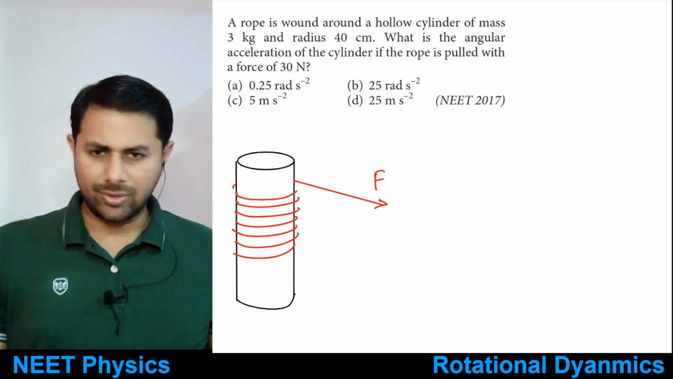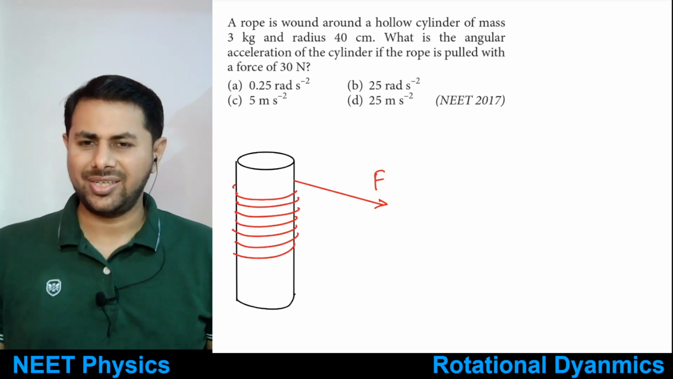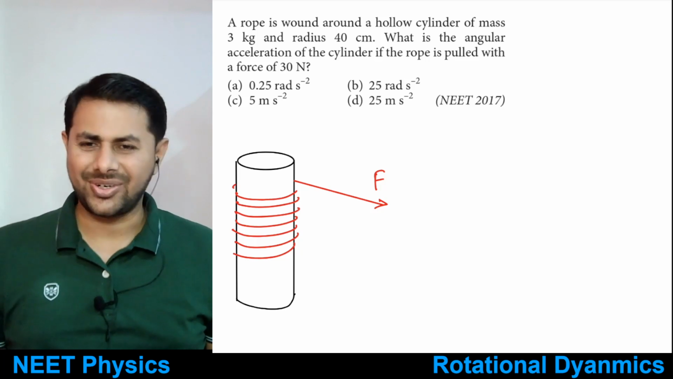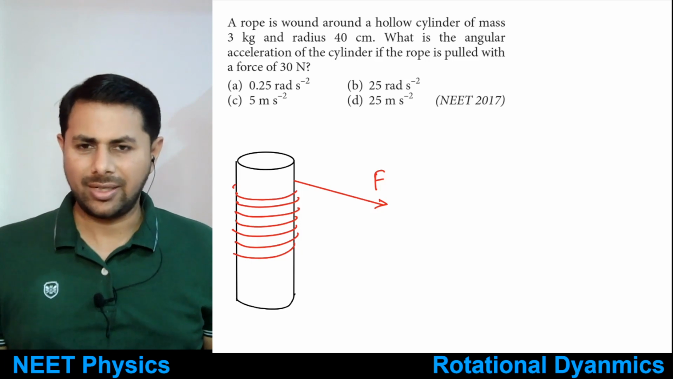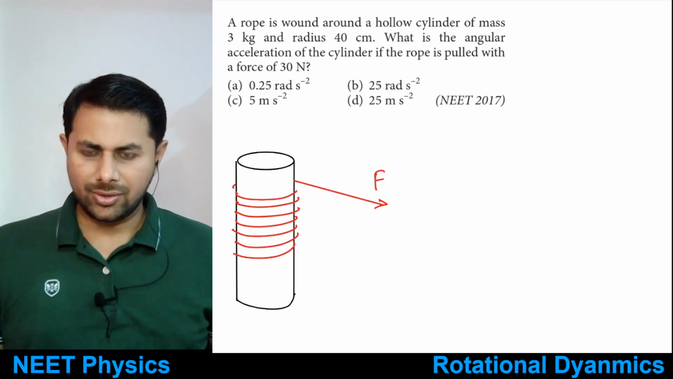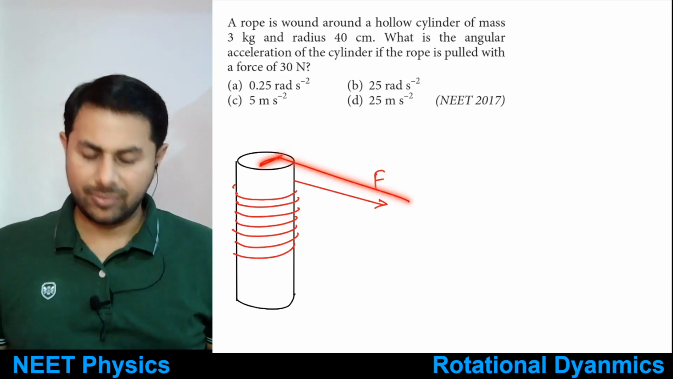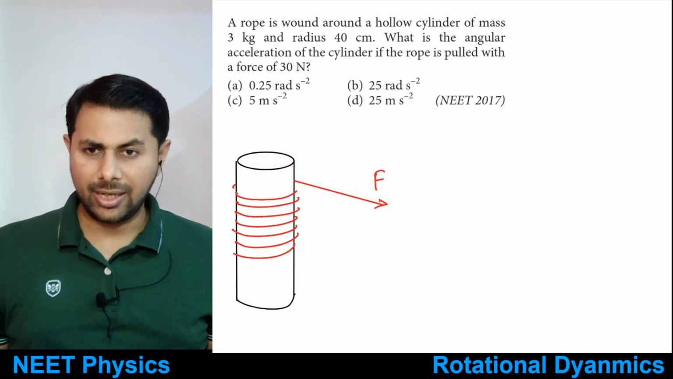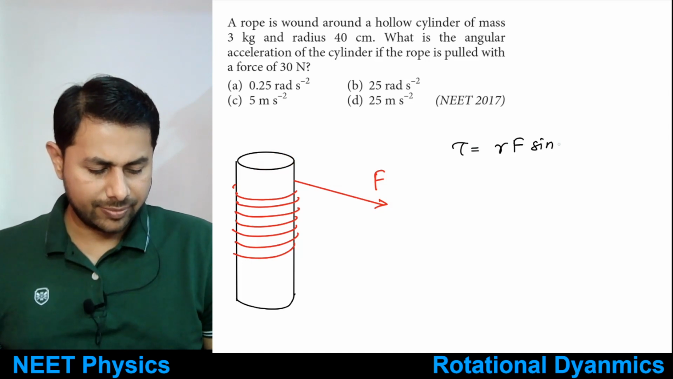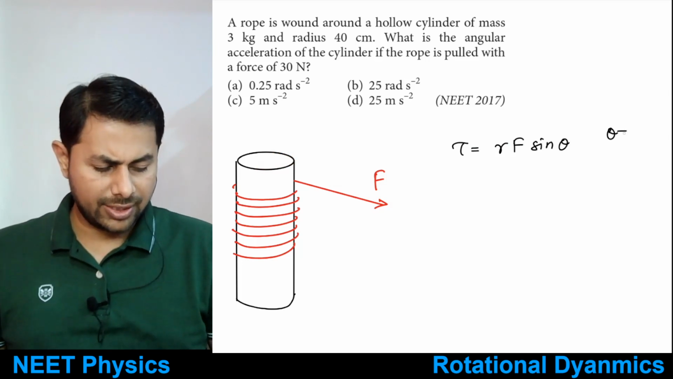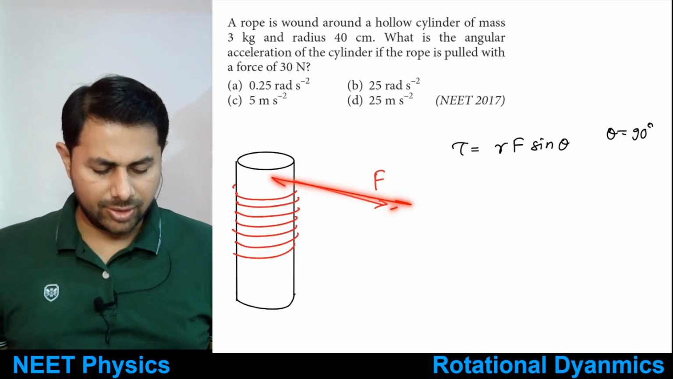So if you are pulling the rope, means you are exerting some tangential force. Sorry, this is tangential force, not tangential torque. So if you are pulling the rope, then there will be some torque acting on it, right? Torque will be equal to R cross F, so R F sine theta, and force is tangential, that's why theta is equal to 90 degrees. So it is just R times F, and because of this torque, what will happen?